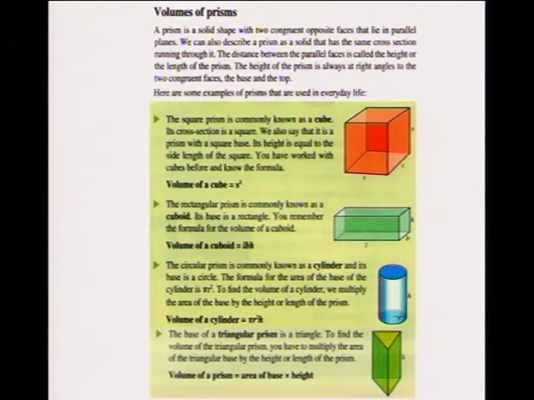And the circular prism, the volume of the cylinder is pi radius squared for the base, which is a circle, and the area is pi radius squared times the height. The last one, to find the volume of any prism, we take the area of the base times the height.